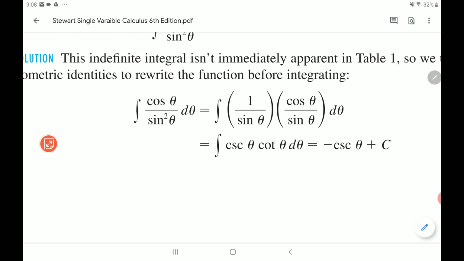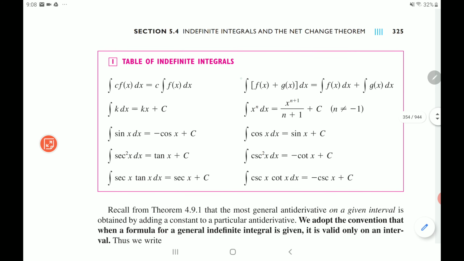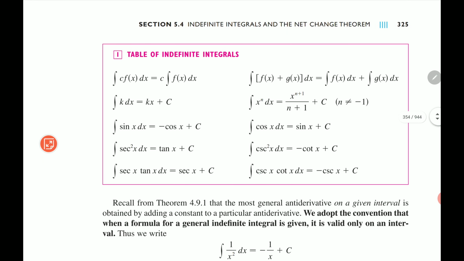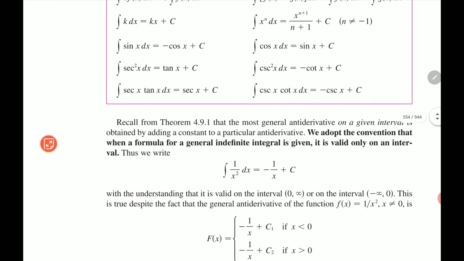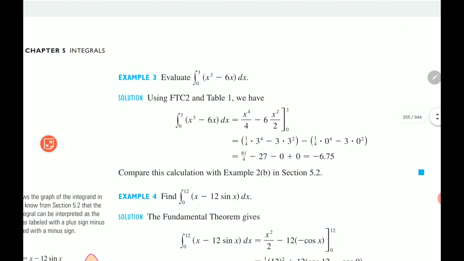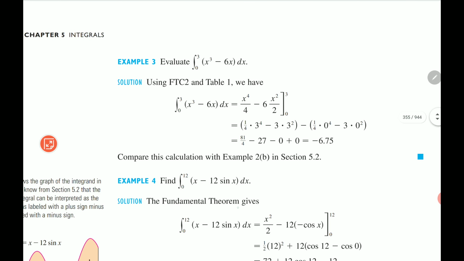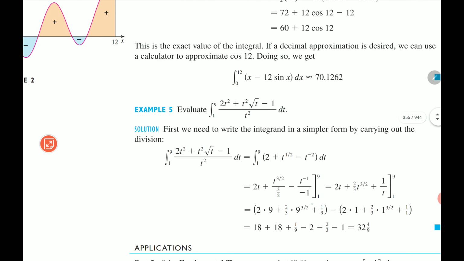Cosine over sine is cotangent, and the integral of cosecant cotangent, if you remember, because it was just here a second ago, right here. Oh, you can see my little tiny pen dot I have here. That is negative cosecant x plus c. And that's what we get. So not a big deal. This is really it.